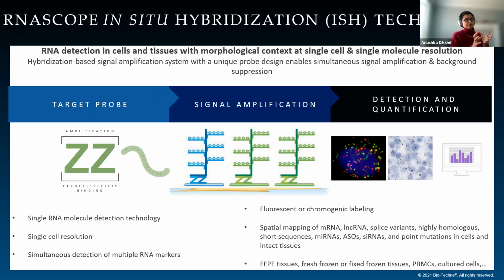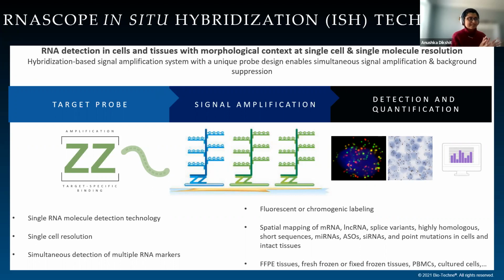So the three key aspects of our RNA in situ hybridization platform include target probe designing, signal amplification, and detection. So ACD will design specific target probes for your gene of interest, after which we have a proprietary signal amplification strategy that helps build very specific amplification trees, allowing detection with minimal background, providing a very high signal to noise ratio. And followed by which we have detection systems that will allow you to visualize a single molecule of RNA with single cell resolution.